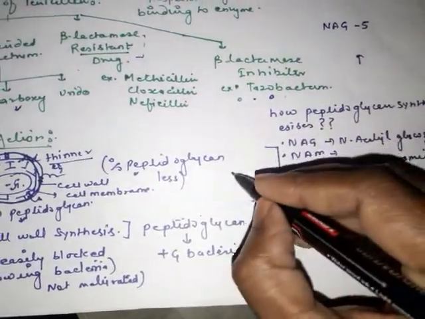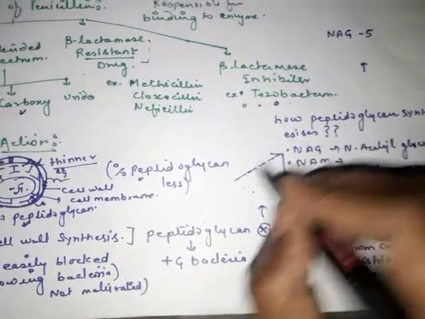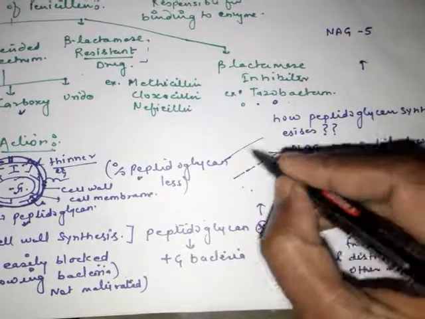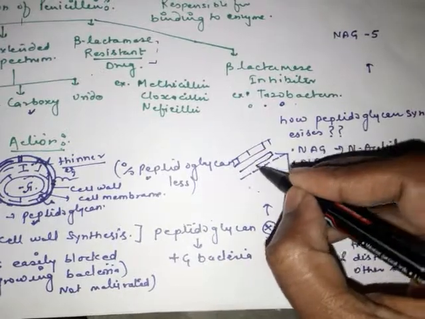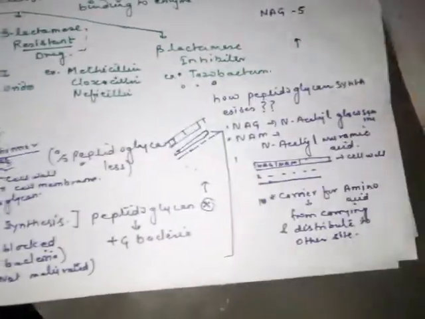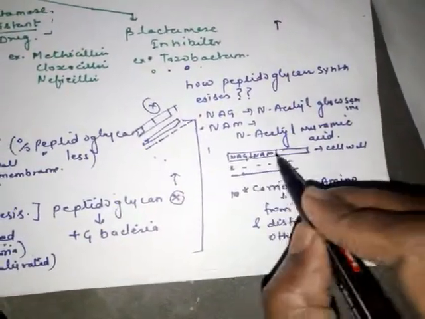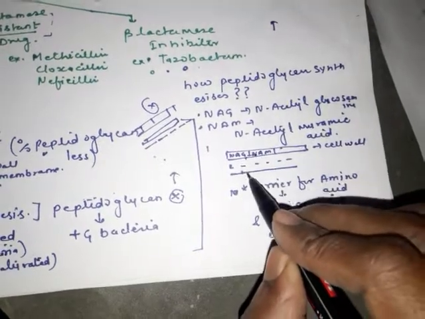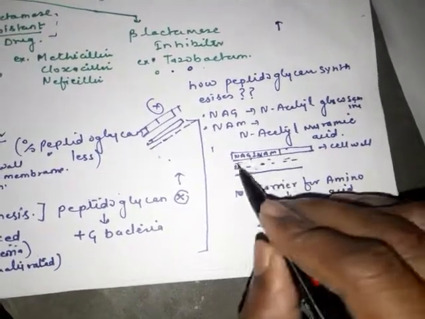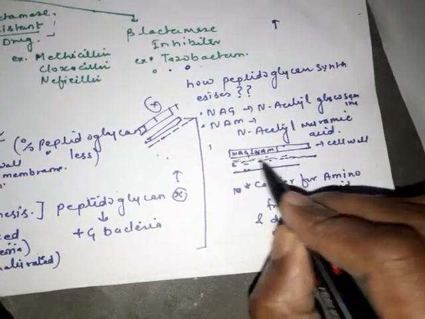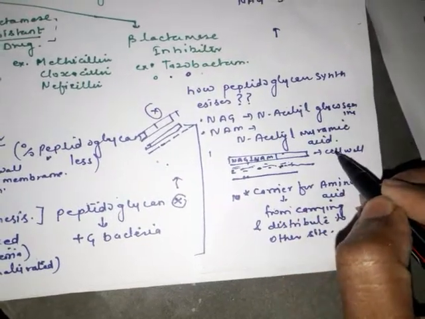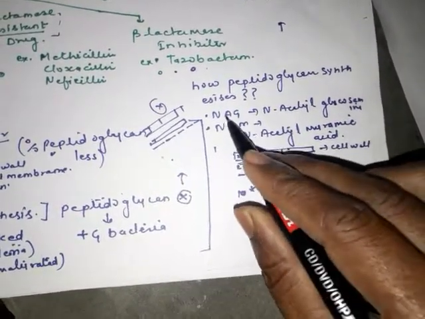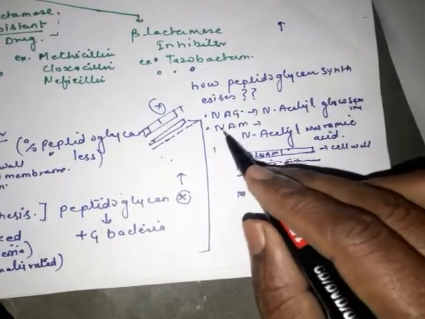Suppose this is the cell wall, and NAG and NAM are present here. The cell wall is bilayered; I will discuss this again. You should know that this is the cell wall layer, this is the cell membrane, and this in-between layer is the periplasm. NAG and NAM are present in the cell wall. The full name of NAG is N-acetyl glucosamine, while NAM is N-acetyl muramic acid.